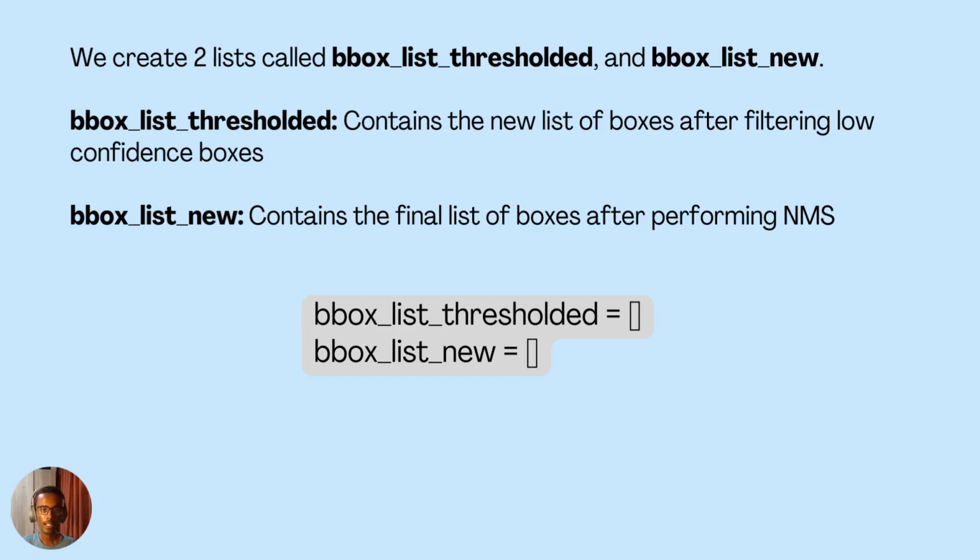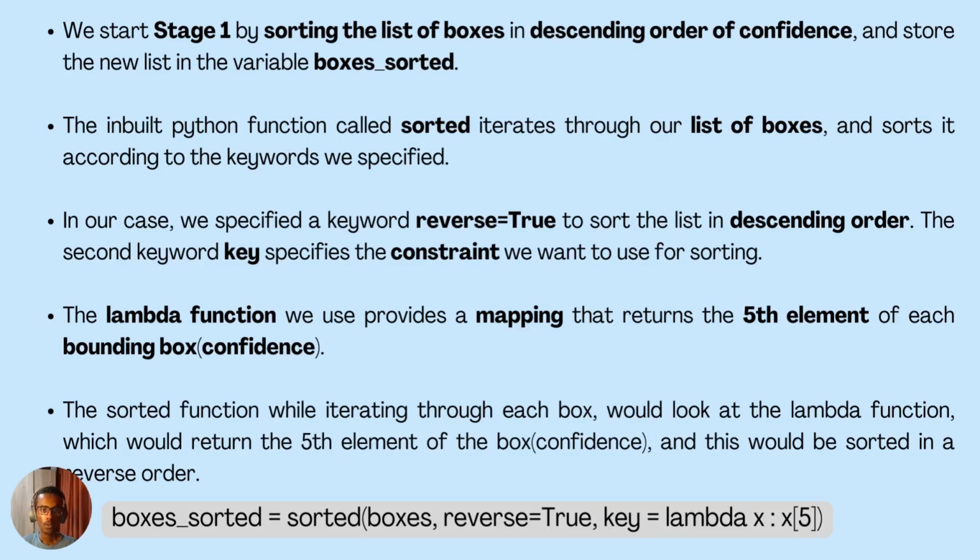the first list. And the second list, which is bbox list new, contains the final list of boxes after performing non-maximum suppression. So by using the IOU threshold, we remove the remaining boxes, and then we put them inside the second list, which is bbox list new.